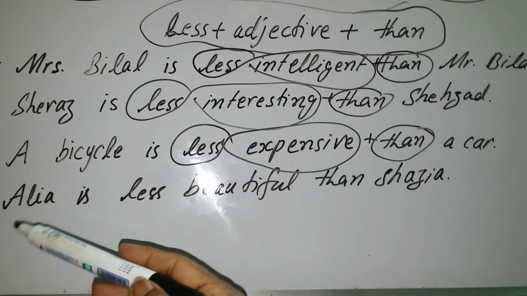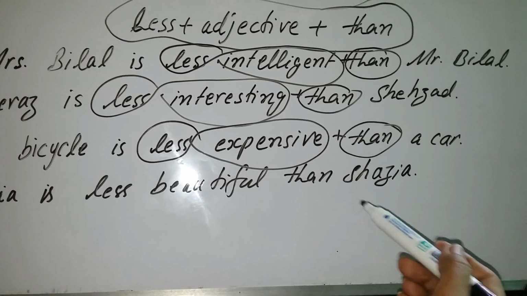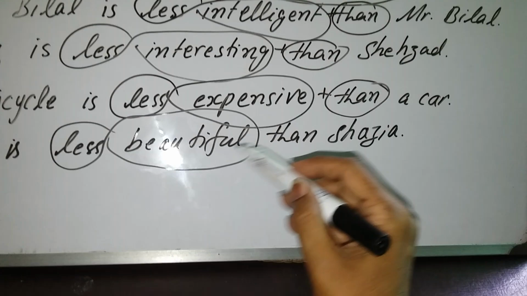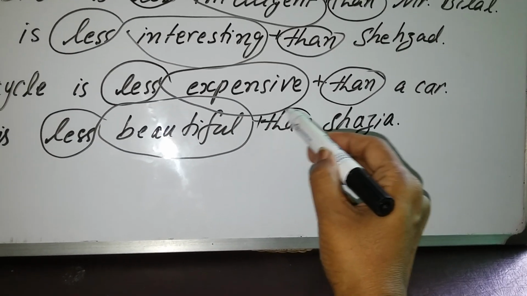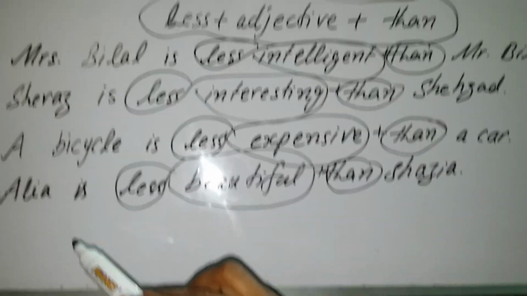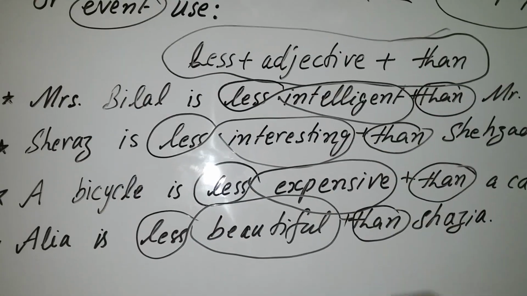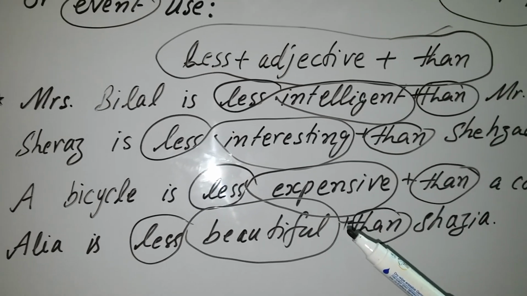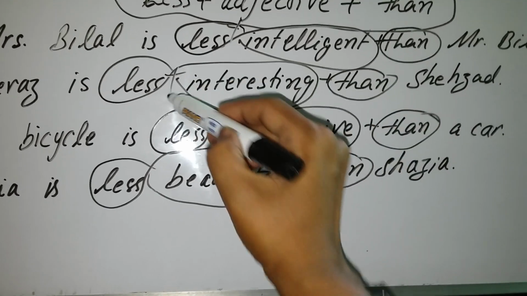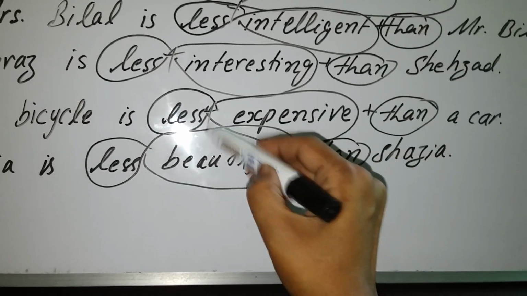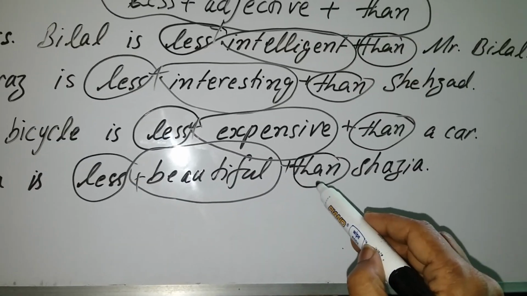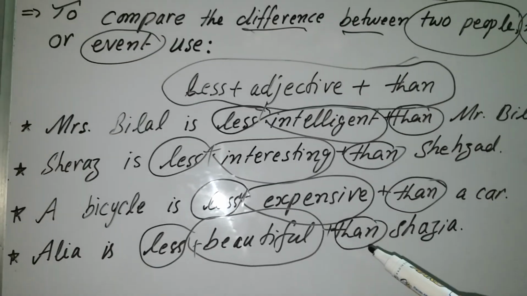The next example: Alia is less beautiful than Shazia. Less beautiful. Less plus adjective plus than. It means Shazia is more beautiful than Alia. So in this way we can also make comparative sentences. Less plus adjective plus than. This is another way of making comparative sentences.